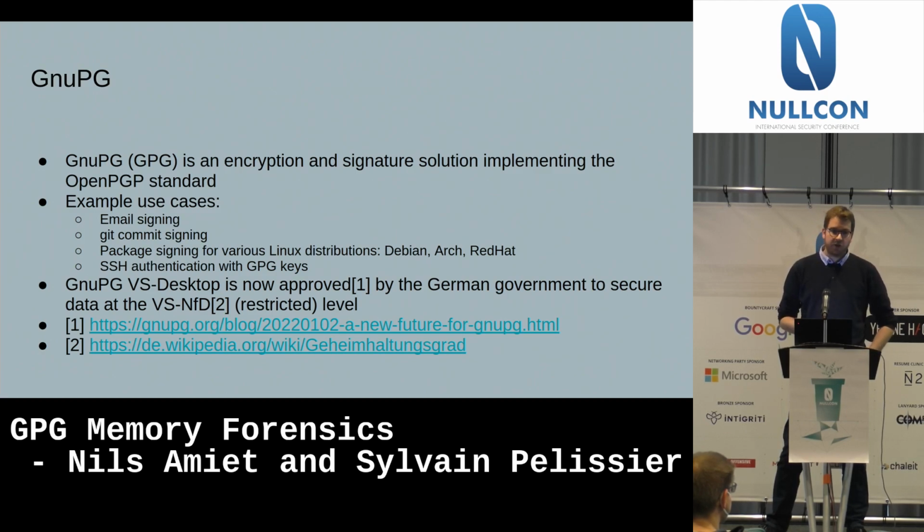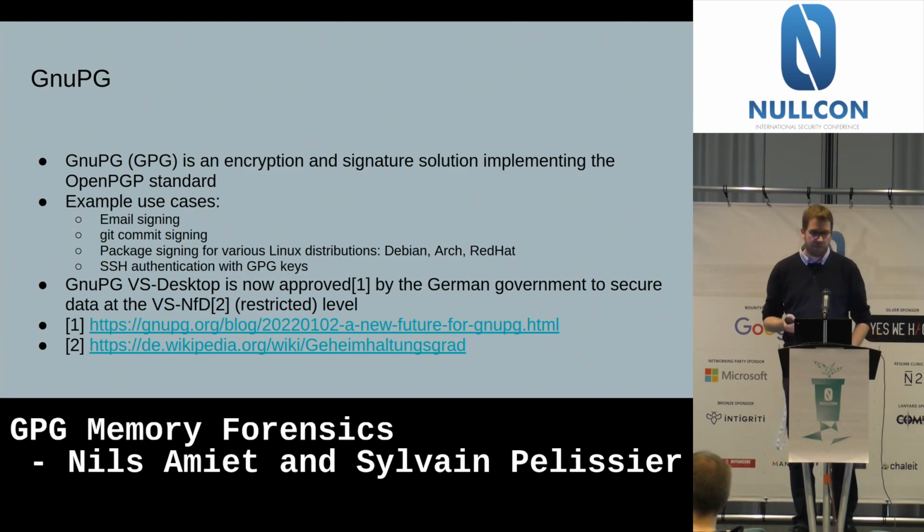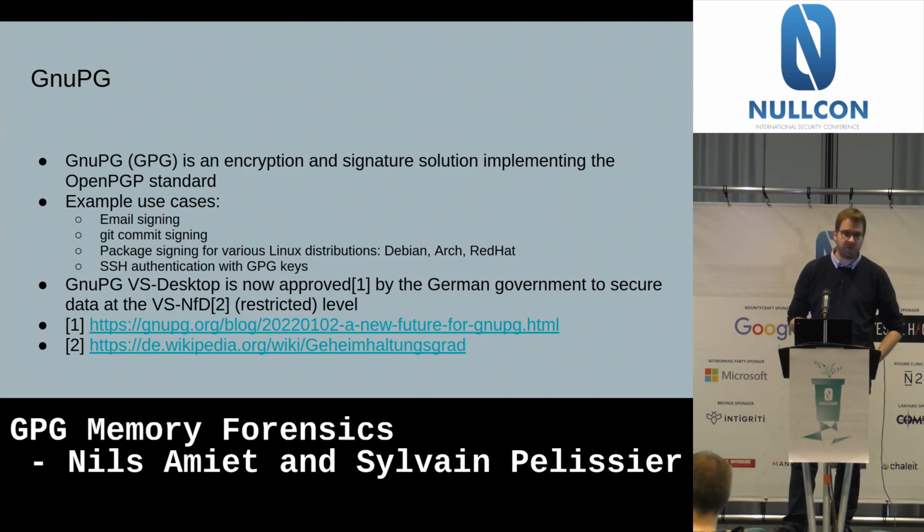It's basically an implementation of the OpenPGP standard, and it's a software that lets you encrypt or sign data or messages. Example use cases are signing and encrypting emails, which is probably the most common use case. It's also used for signing Git commits. Many Linux distributions use it to sign their packages. And another common use is SSH authentication, which is also possible with GPG keys.